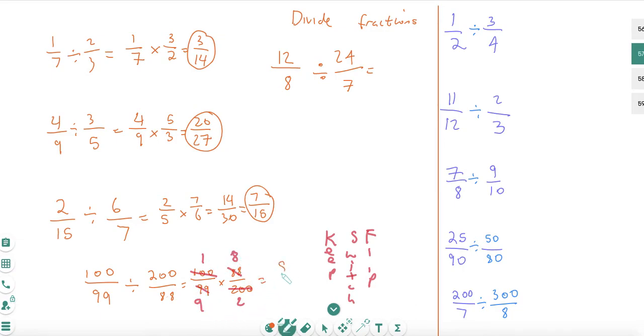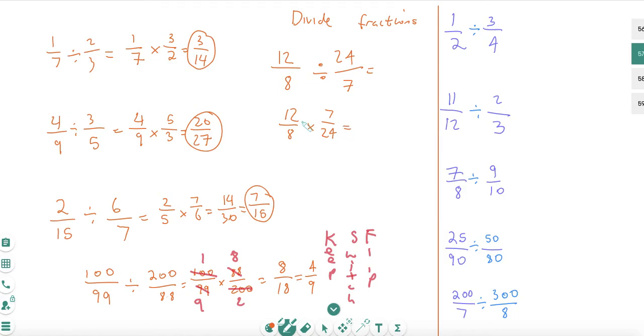1 times 8 is 8. 9 times 2 is 18. Let's see if we can simplify this. 18, divide them both by 2. So 4 and 9. Last one, keep, switch, flip.